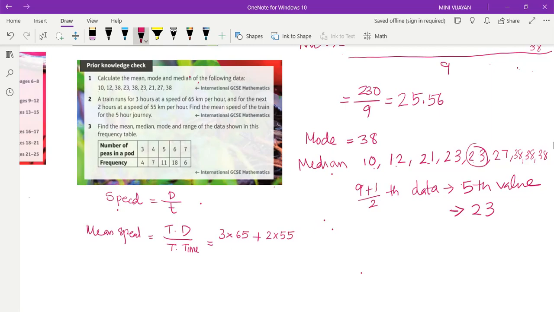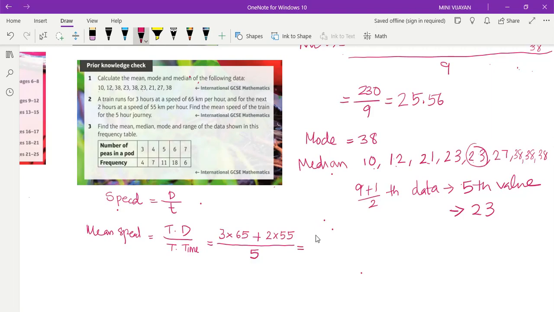So in order to find the total distance, what we did here: for 3 hours, it traveled at a speed of 65 kilometer per hour, so I just multiplied 3 times 65 to get the total distance covered. Then for the next 2 hours, it traveled at a speed of 55 kilometer per hour, so I just multiplied them both to get the distance covered in the next 2 hours. Now I have to divide by the total time taken by the entire journey. What was the total time taken? First 3 hours, then 2 hours. So the time taken is 5 hours to cover the entire journey.